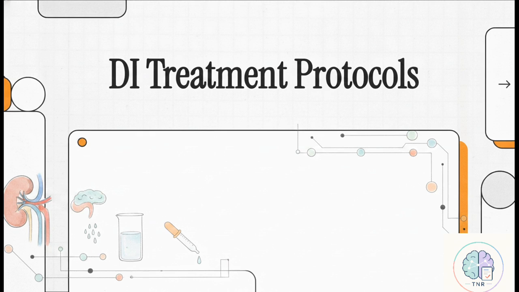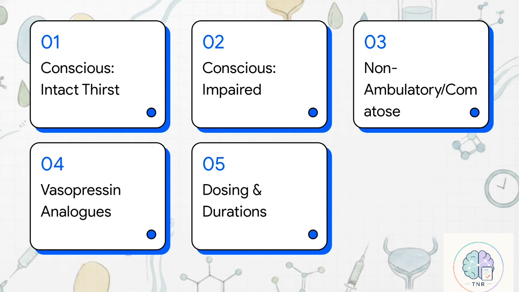So let's get started. Here's the clinical decision tree we're tackling today. First, conscious patients with intact thirst. Second, conscious patients with impaired thirst. Third, non-ambulatory and comatose care. Fourth, an overview of vasopressin analogs. And finally, exact dosing and action durations.